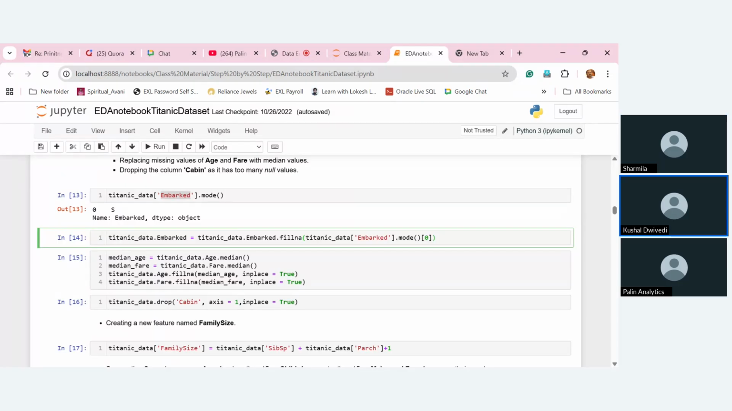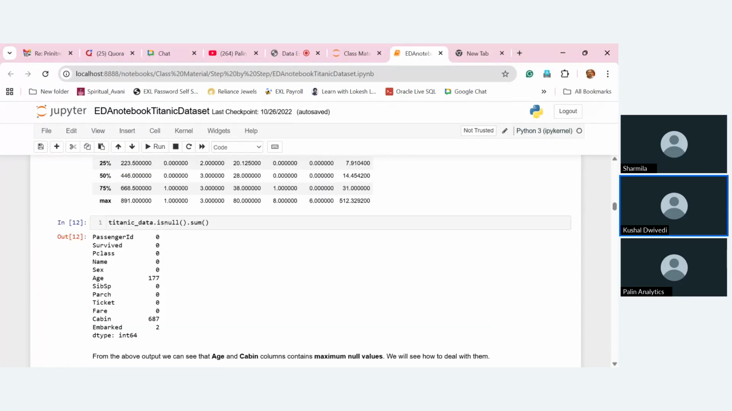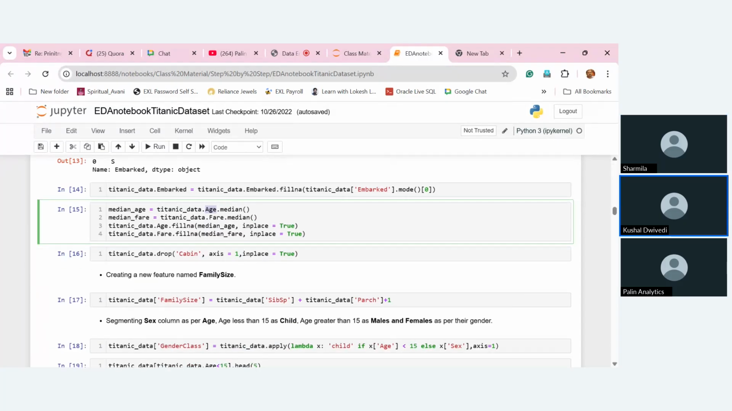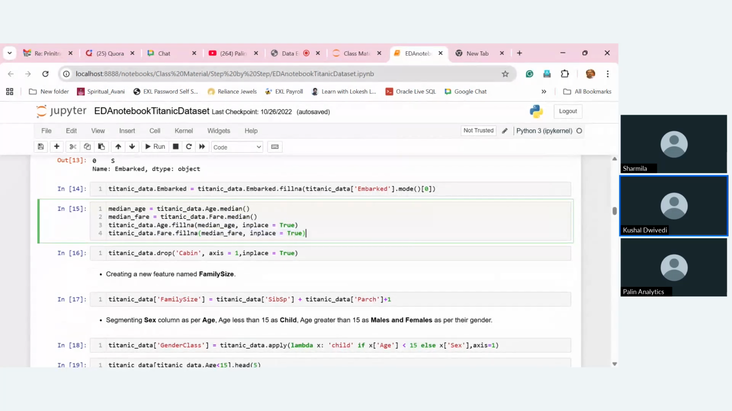Now for age. Age is a numeric variable, right? Yes. Since age is a numeric value, missing values will be replaced by the median. So age is replaced by median, and fare is also replaced by median. This is fillna median, and inplace equals true. Fillna median fare, inplace equals true.